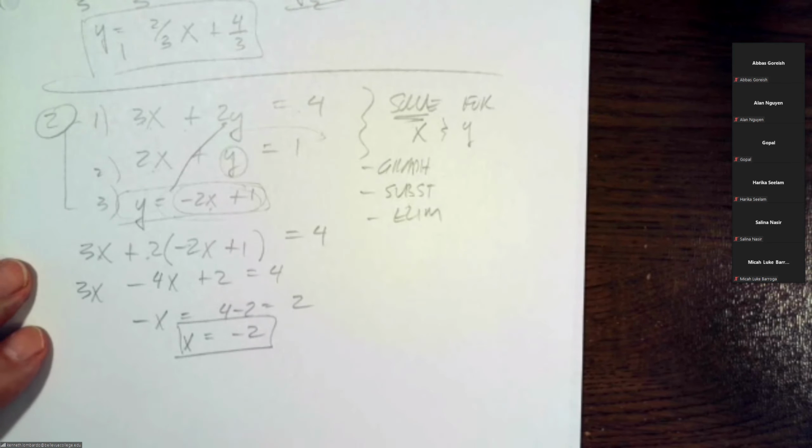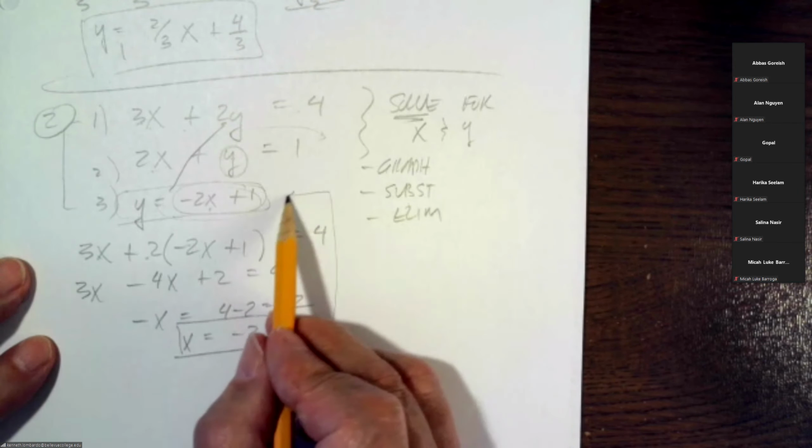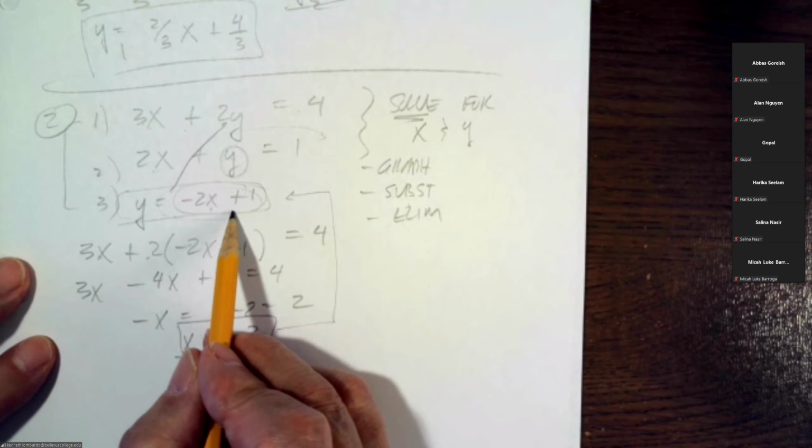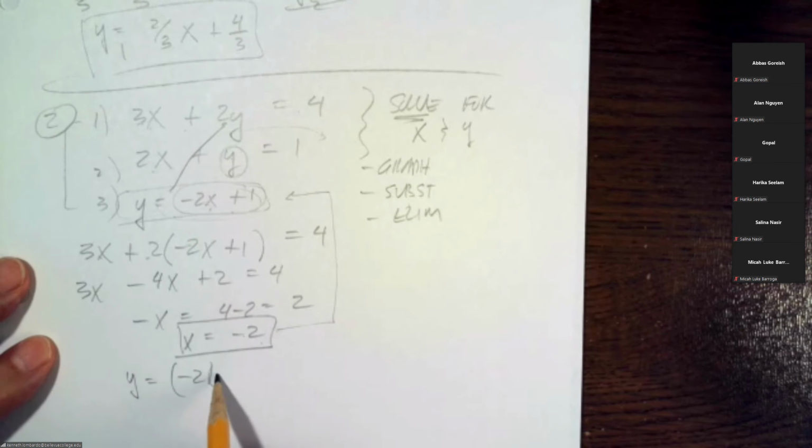Everybody okay on what we did there? So now we have solved for x, but we need to solve for y as well. So if we put in a negative here in one of these equations where we have y, we could say y equals negative 2 times the x value, which is negative 2, plus 1. Minus minus is a plus, so that's 4 plus 1 is 5.